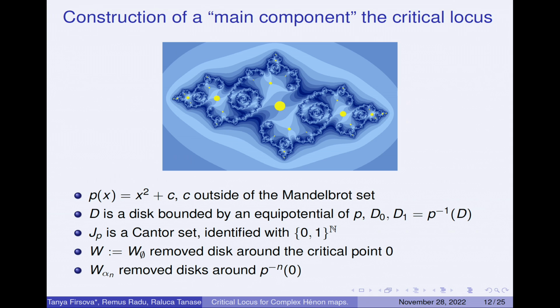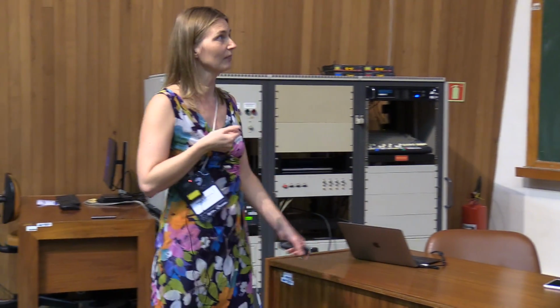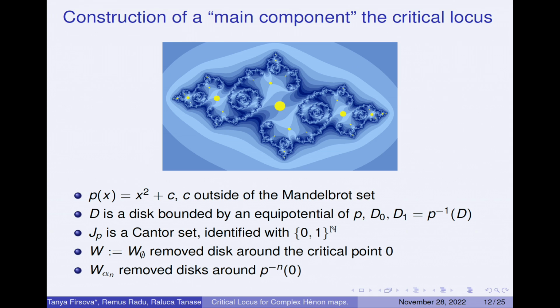Okay. So now I want to give a construction of the main component of the critical locus, and it's a main component because it's not actually a component. The critical locus in this case will be connected. But this is the main building block. So I'm going to take x squared plus c, where c now is actually outside of the Mandelbrot set. So what you see is a Julia set that is a Cantor set. And I take an equipotential of P, and I take the disk bounded by this equipotential, and I take two of its preimages, and I denote them D0 and D1. And this defines for me coding on the Julia set by the infinite sequences of zeros and ones.